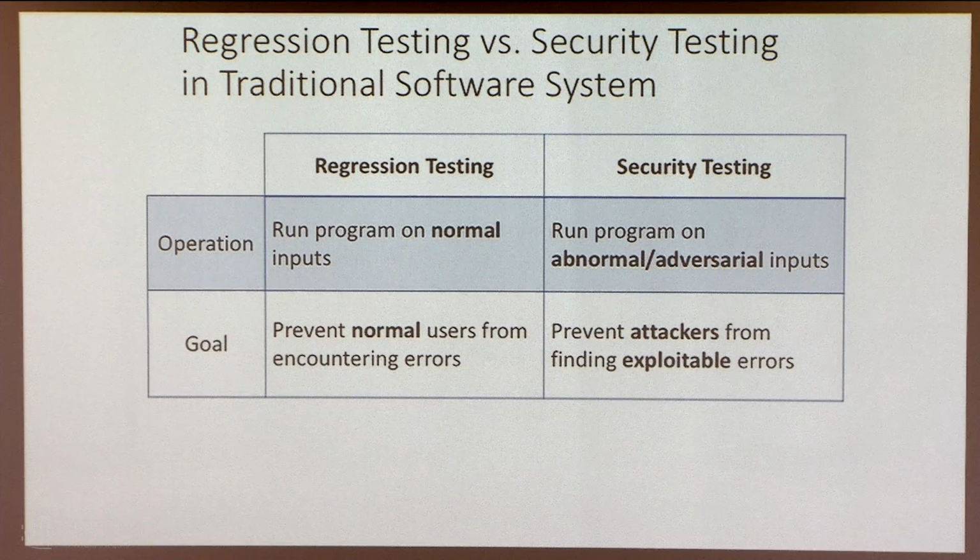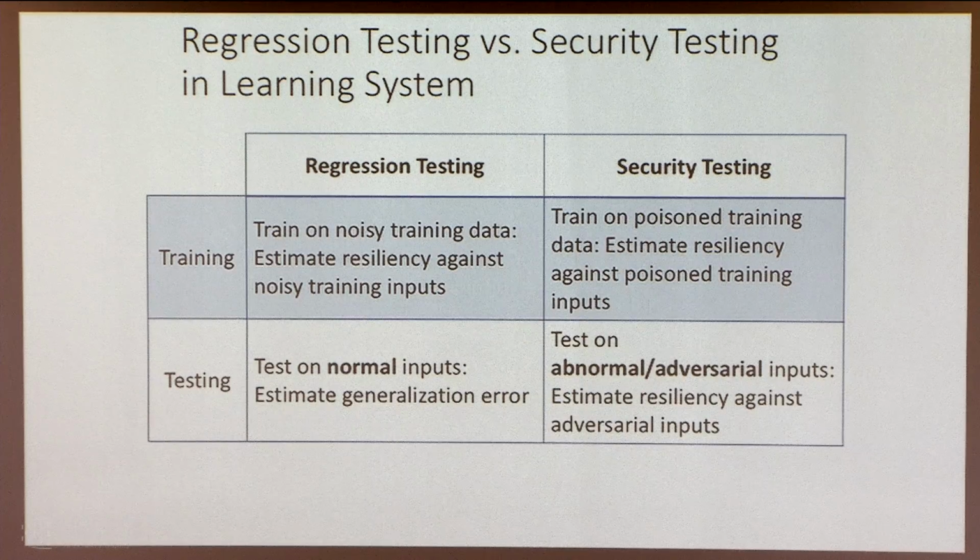For regression testing, the goal is to run programs on normal inputs, to prevent normal users from encountering errors. However, for security testing, we want to run programs on abnormal adversary inputs, for example, fuzzing to generate these abnormal adversary inputs, with the goal to prevent attackers from finding exploitable errors before the defenders. For the security of a software system, it's not enough to just do regression testing; security testing is really, really important. Similarly, I think it's important to make a distinction between regression testing versus security testing for learning systems as well.